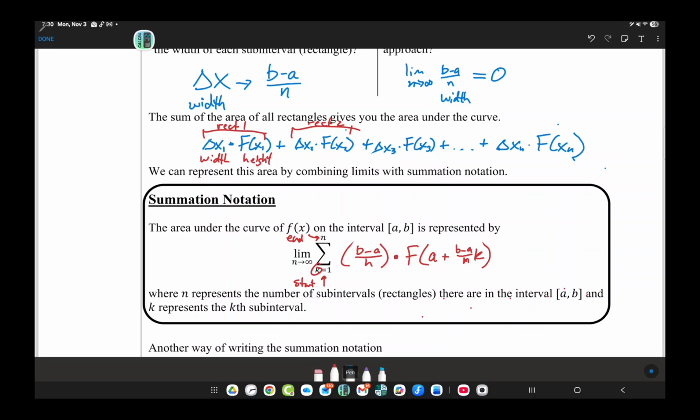So again, this is our width. We're looking for area, and these are our rectangles. Width times height. Now, like I said, the nice thing about this is you are not going to have to actually do this. You're just going to be converting things back and forth.